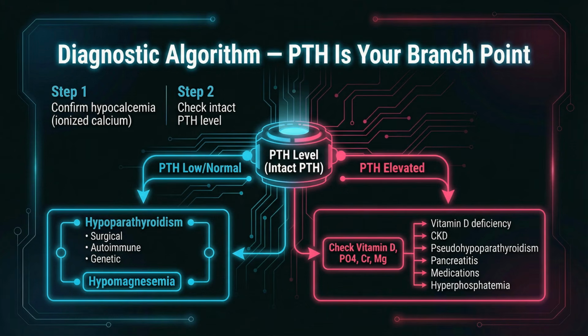If parathyroid hormone is low or normal, you are dealing with hypoparathyroidism, such as surgical, autoimmune, or genetic causes or hypomagnesemia. If parathyroid hormone is elevated, check vitamin D, phosphate, creatinine, and magnesium. This branch includes vitamin D deficiency, chronic kidney disease, pseudohyperthyroidism, pancreatitis, medications, and hyperphosphatemia.